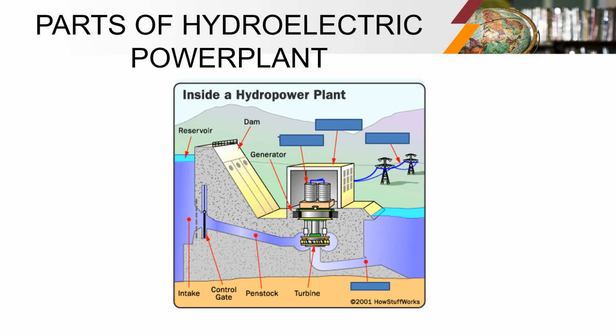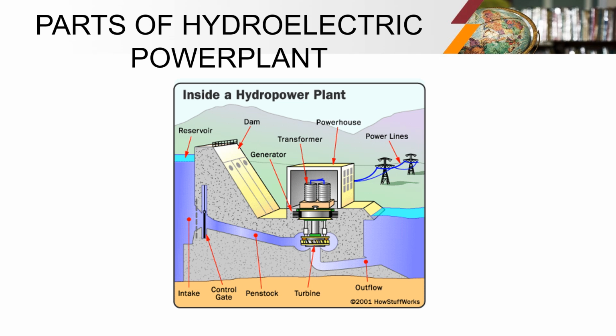Then after ma-produce ng generator ang electrical energy, daan siya kay transformer na mag-change ng voltage ng ating electricity. So this powerhouse, siya yung nag-enclose ng ating transformer. And then from the transformer, dadaan sa mga power lines or transmission lines yung ating electricity for distribution sa community. And we have here the outflow.